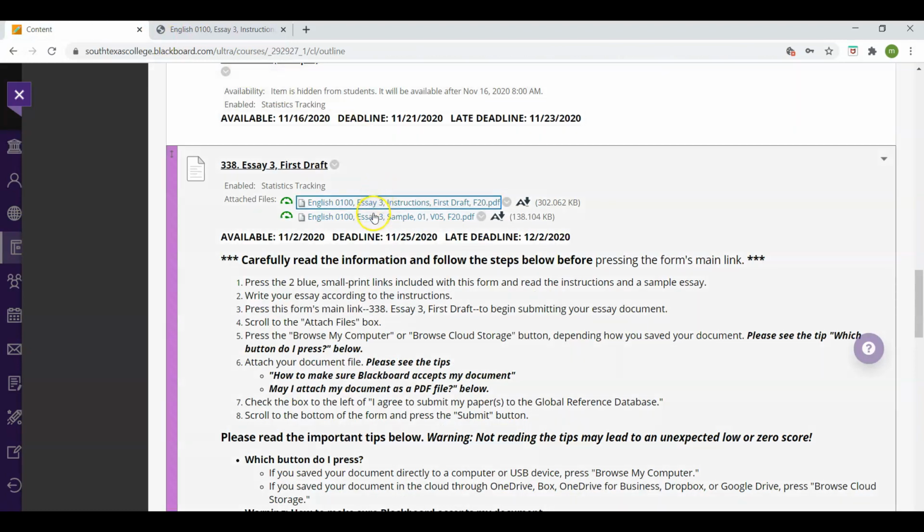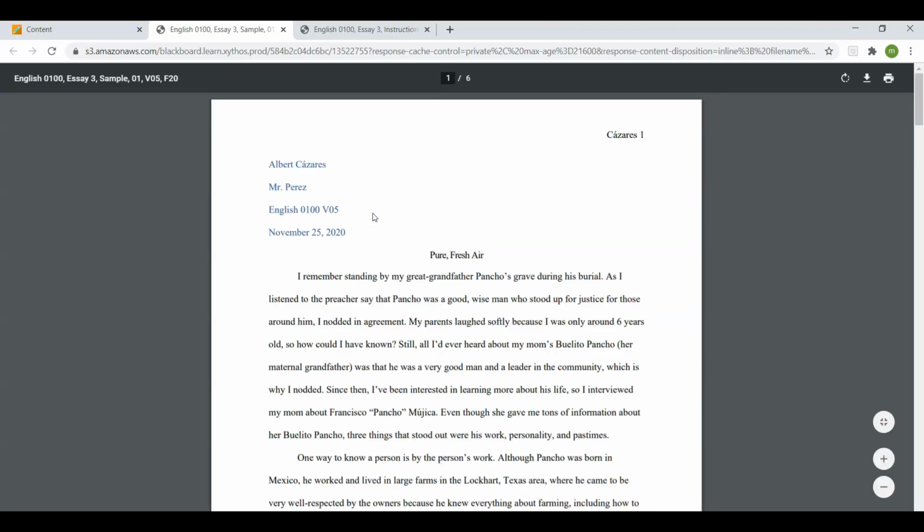And then also the sample. I want you to take a look at the sample, as we will be looking at this several times. But it's really important that you understand that journal assignment 13 is basically the middle of this essay. It's a big chunk of the essay, but it's just the middle.